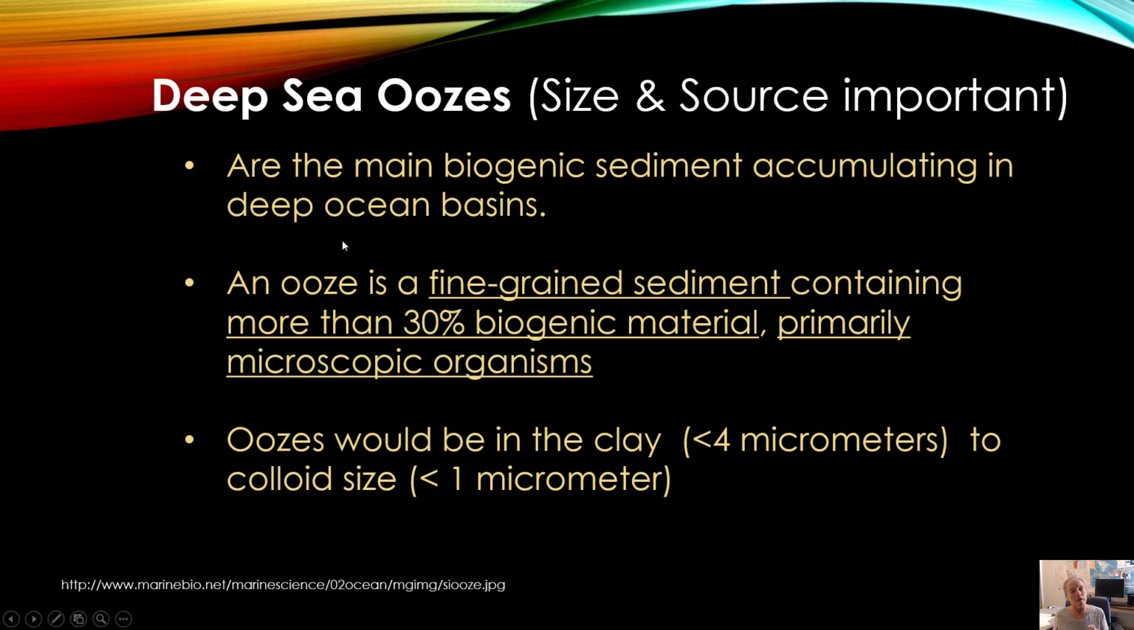Why do these accumulate in the deep ocean basins? Because they're very calm. Not a lot of currents going on. If you're so tiny that any current at all would blow you away, you aren't going to settle out until you're in a really super, super calm area. Again, oozes are in the clay or colloidal size. So they're either less than 4 micrometers to less than 1 micrometer. So very, very fine stuff.